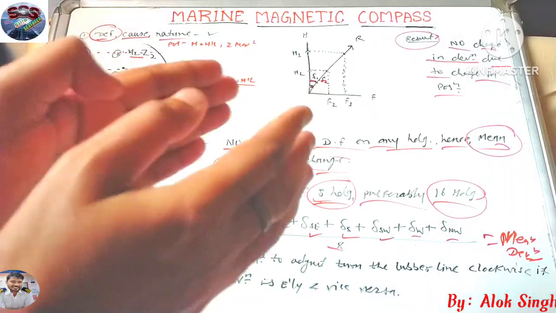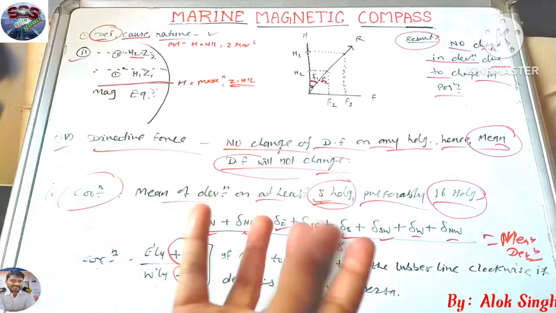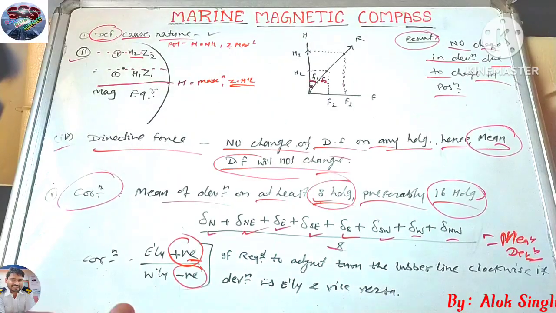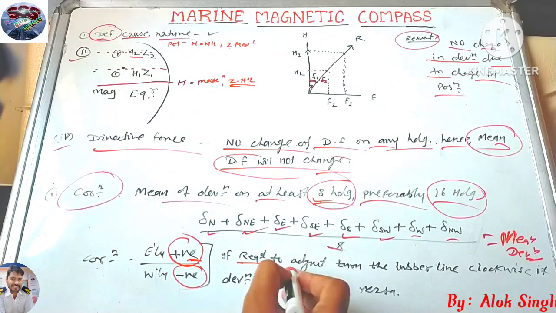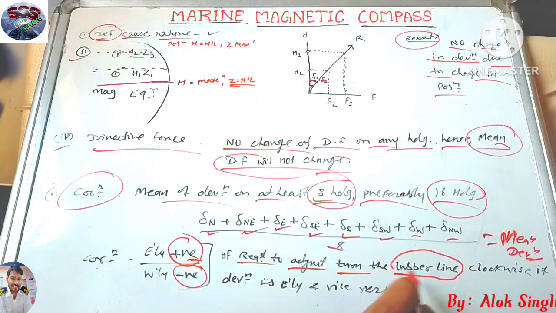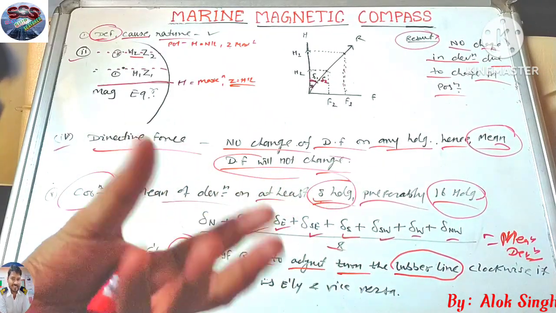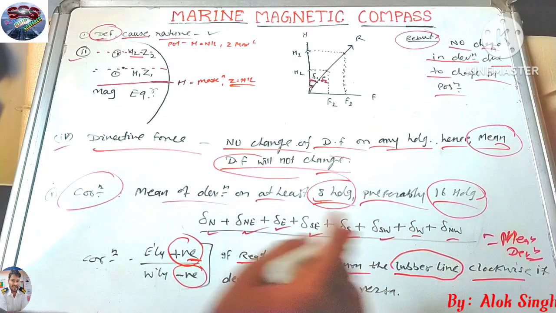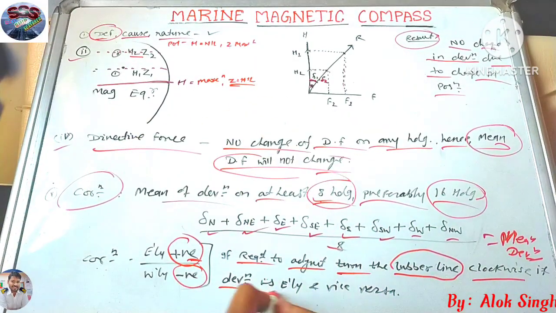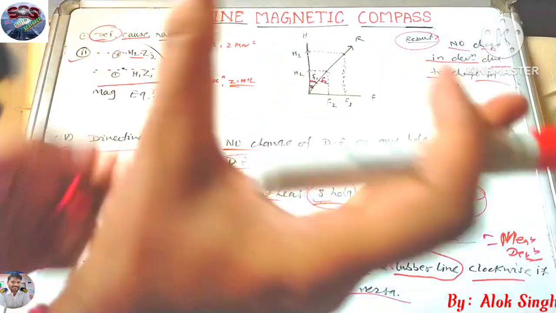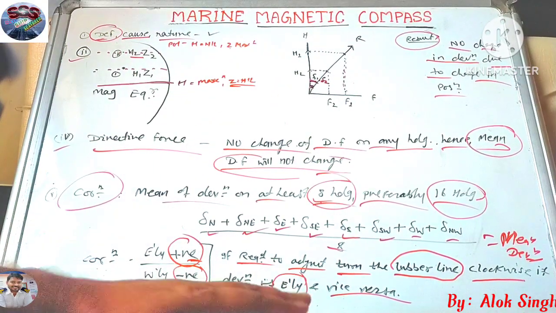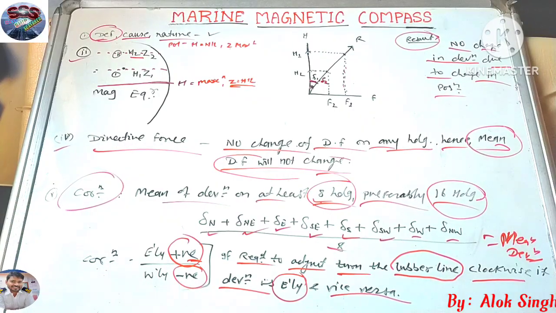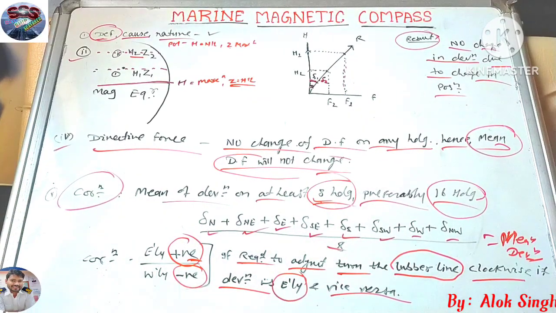If the deviation is coming easterly, it means your compass is showing somewhat on the east side. So just rotate your lubber line in the clockwise direction. I have written here: if required to adjust, turn the lubber line. And just change the compass, so that the error will be no more. Turn the lubber line clockwise if the deviation is easterly, and vice versa, anti-clockwise, if it is coming westerly. So this is how we can correct for easterly or westerly bias.